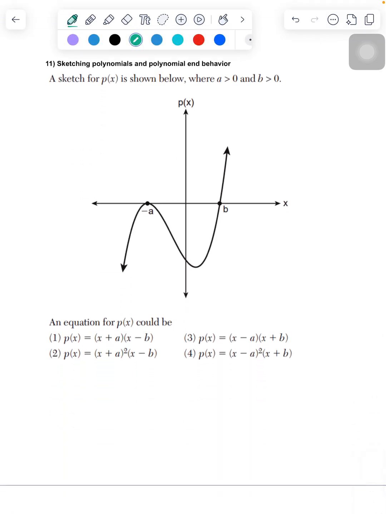All right. Now this is an interesting problem. Remember, this is giving you a graph, and it's asking what could the equation be in factored form. So remember, factored form is always x minus your zero. What's the zero here? Negative a. So there's going to be x minus negative a and x minus b. So that's what you think: oh, I have x plus a, x minus b, so I'm good. Wrong.